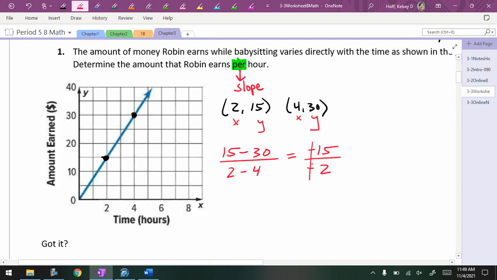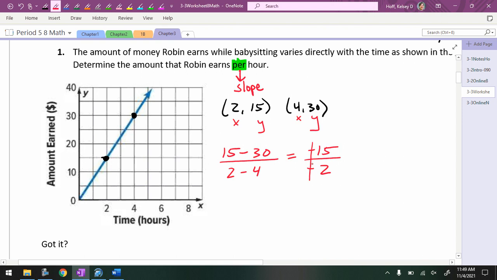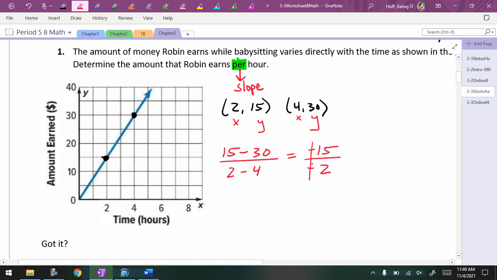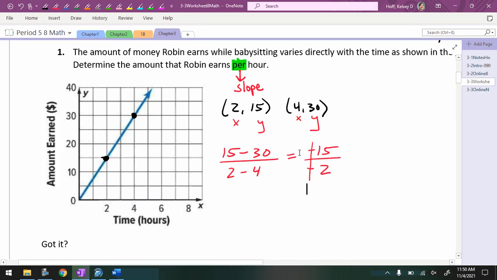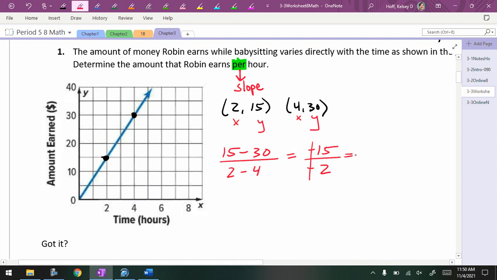Now, because they're asking us how much she earns, it's acceptable to have a decimal for money. So what is 15 divided by 2? 7.5, or 7.50. 7.50 over 1. The reason I put it over 1 is because we want to be able to put the label on it, just like you did back in the 3.1 worksheet. Your y number is on top, so what label is going to go on your 7.50? Money. Your 1 is on the bottom, which is like your x. What label goes on x? Hours.